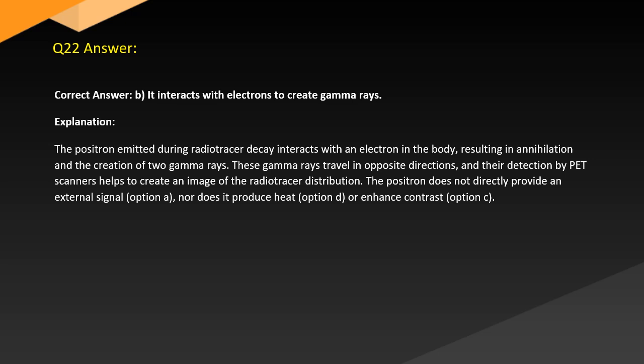Answer. Correct answer. B. It interacts with electrons to create gamma rays. Explanation: the positron emitted during radiotracer decay interacts with an electron in the body, resulting in annihilation and the creation of two gamma rays. These gamma rays travel in opposite directions, and their detection by PET scanners helps to create an image of the radiotracer distribution. The positron does not directly provide an external signal, option A, nor does it produce heat, option D, or enhance contrast, option C.